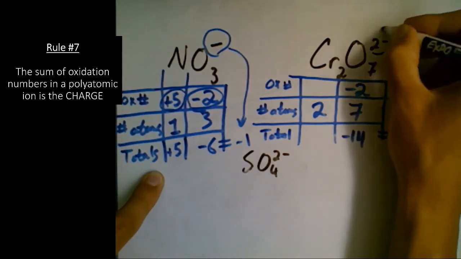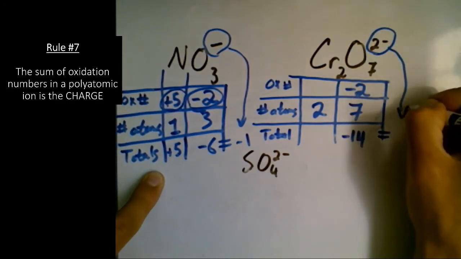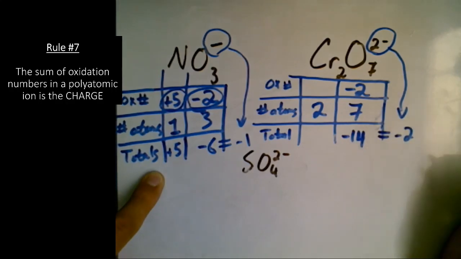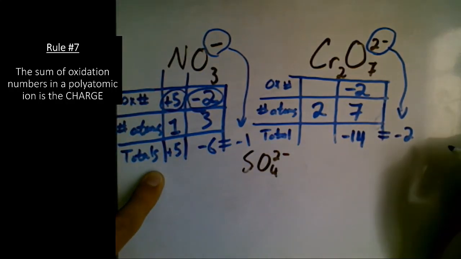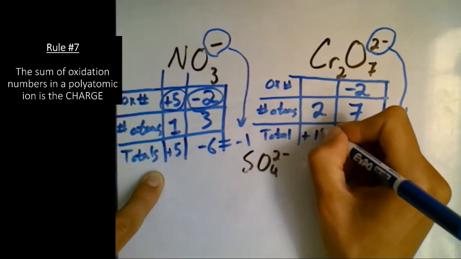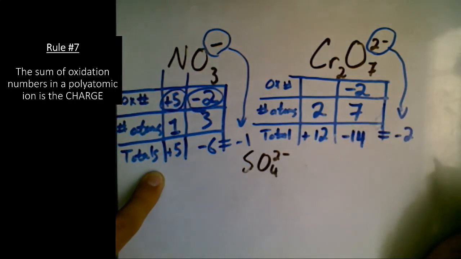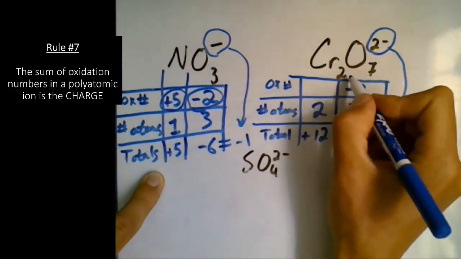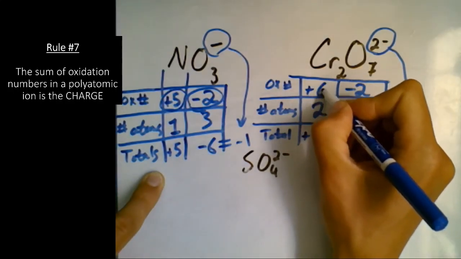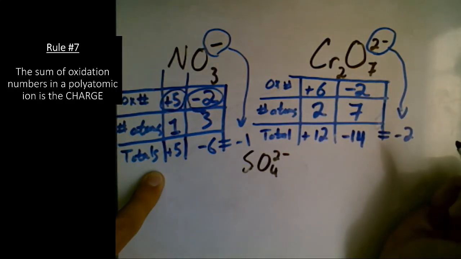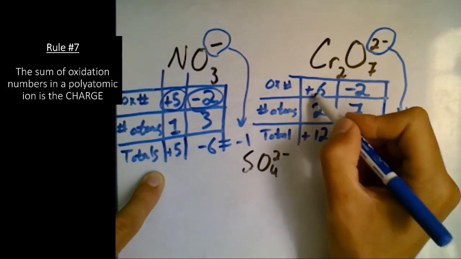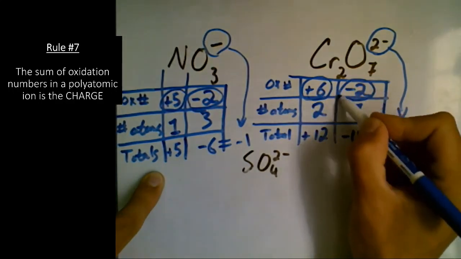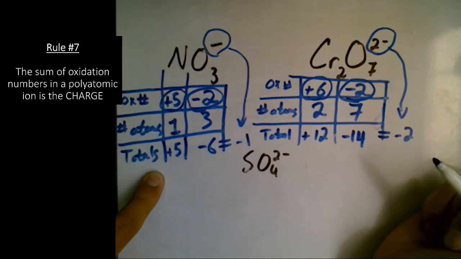Because it's a polyatomic ion, it has to add up to be the charge. It has to add up to be -2, which means there are a total of 12 positives. That's divided amongst the 2 chromium atoms. So each chromium has an oxidation number of +6. Those are your oxidation numbers in this compound.